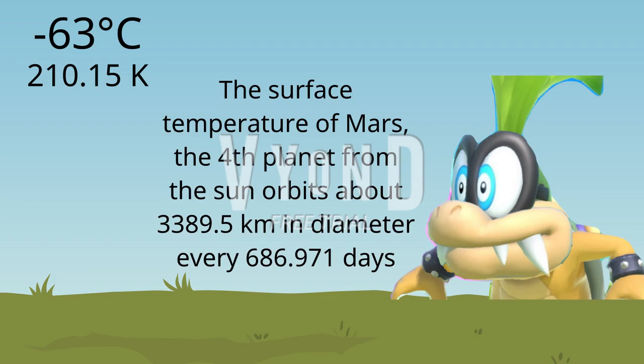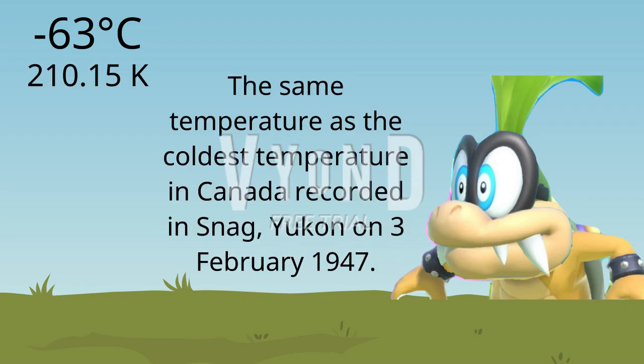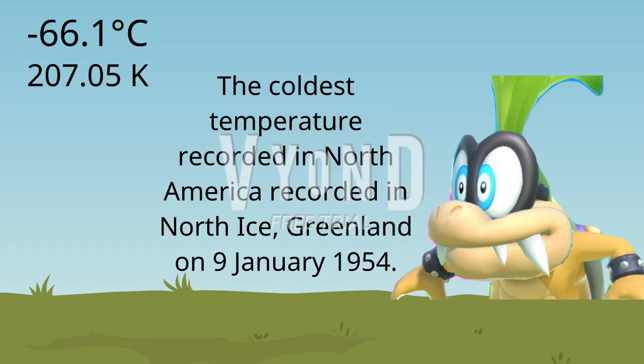The surface temperature of Mars, the fourth planet from the Sun, about 3,389.5 kilometers in diameter, orbiting every 686.971 days, is -63 degrees Celsius, or 210.15 Kelvin, the same as the coldest temperature in Canada, recorded in Snag, Yukon on the 3rd of February 1947. The coldest temperature recorded in North America is -66.1 degrees Celsius, or 207.05 Kelvin, recorded in North Ice, Greenland on the 9th of January 1954.